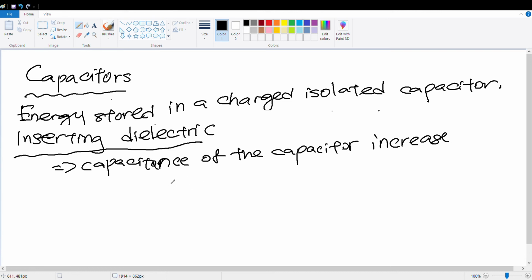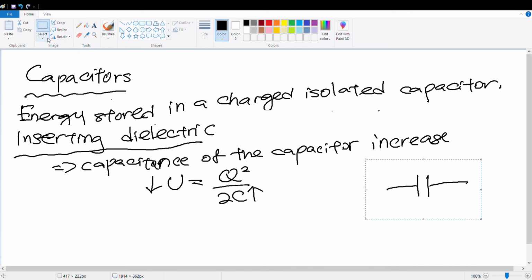Based on the formula, U is equal to Q squared divided by 2C. So an increase in capacitance will cause the electrical potential energy to decrease. Why? This is because of the attractive force. Let me just draw it bigger.